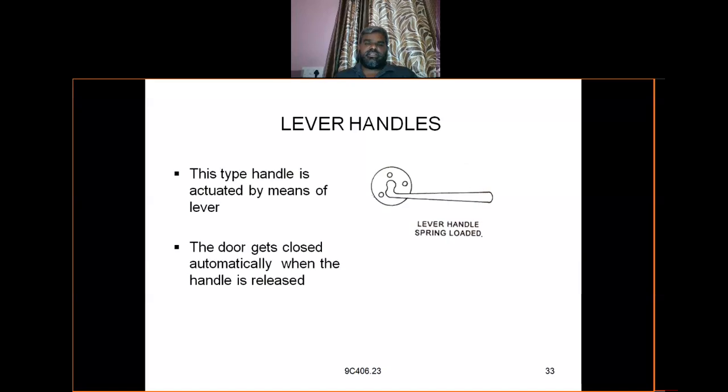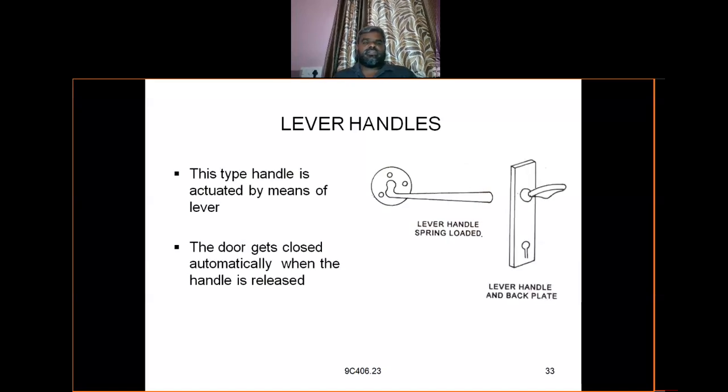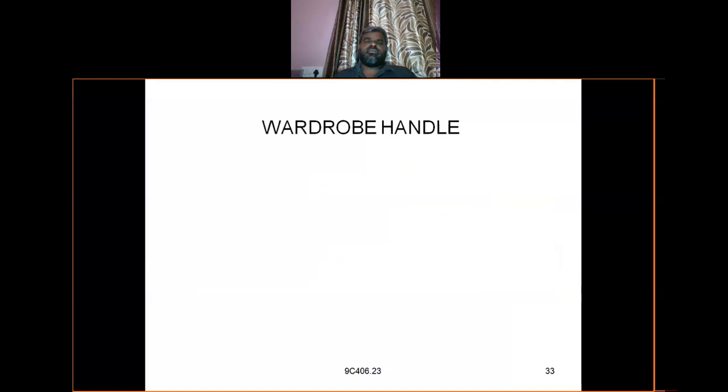Lever handles means like this. This type of handle is actuated by means of a lever. The door gets closed automatically when the handle is released. Right. Wardrobe handle.